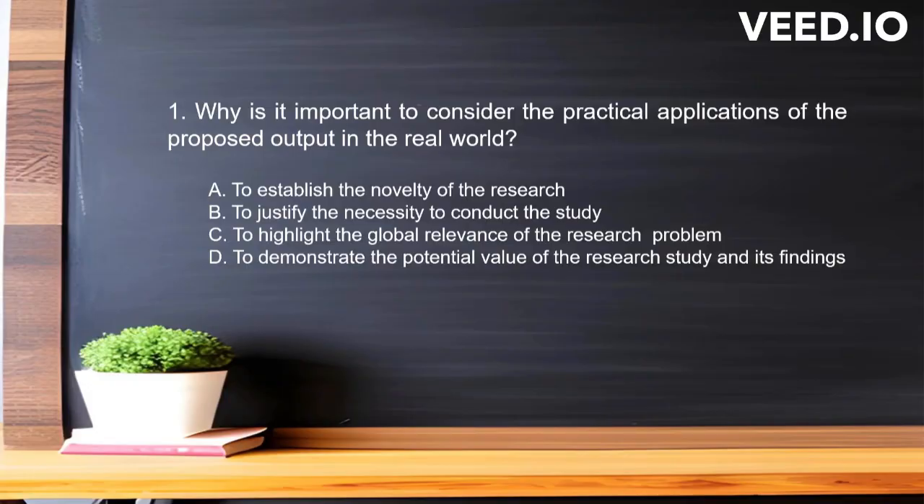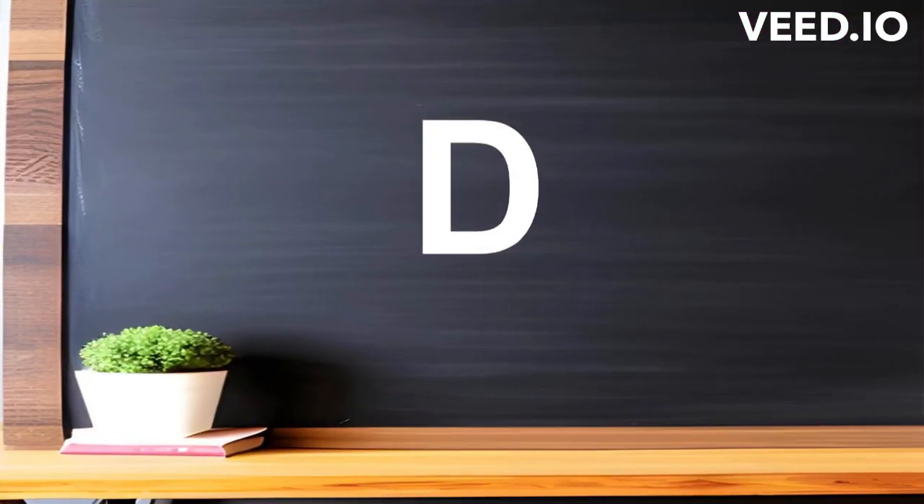One, why is it important to consider the practical applications of the proposed output in the real world? A. To establish the novelty of the research. B. To justify the necessity to conduct the study. C. To highlight the global relevance of the research problem. D. To demonstrate the potential value of the research study and its findings. The answer is D. To demonstrate the potential value of the research study and its findings.